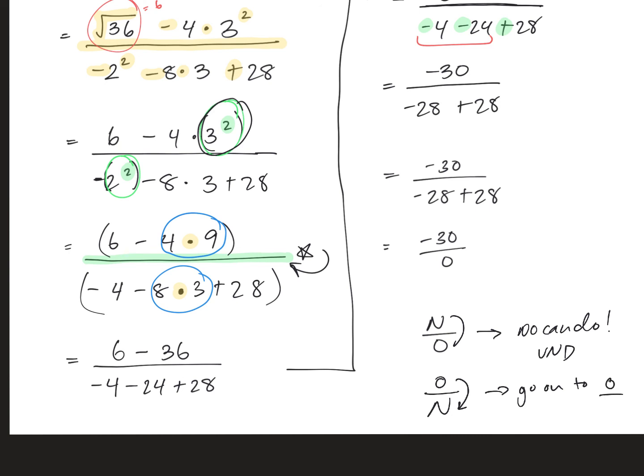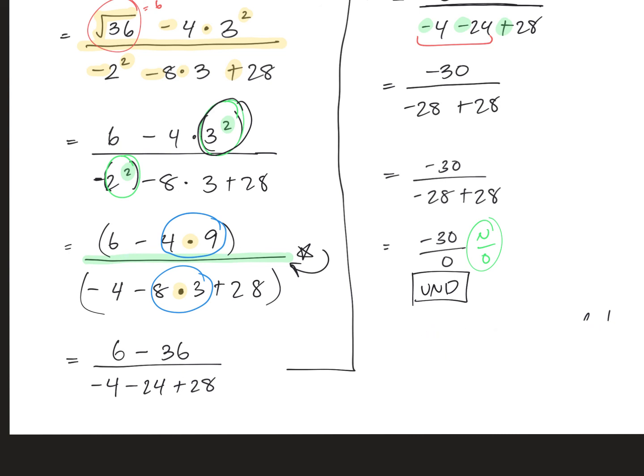Which one do we have here? Well, we have a number over 0, which spells out NO. No can do, so our answer is going to be undefined. Alrighty, so keep in mind the two options with 0 in a fraction.